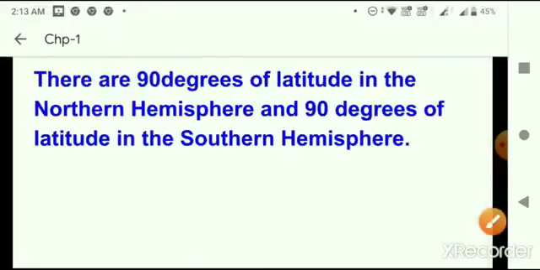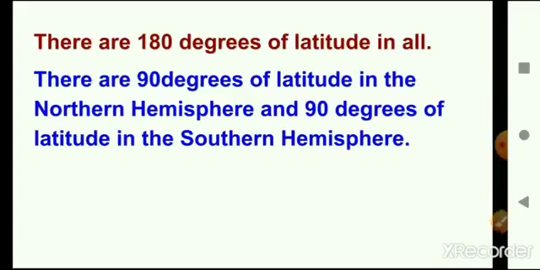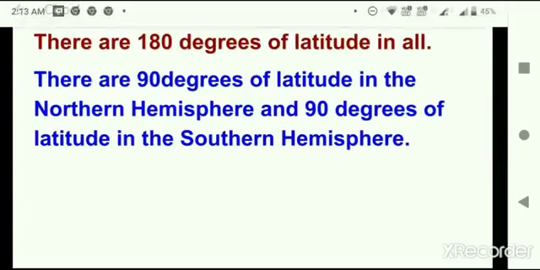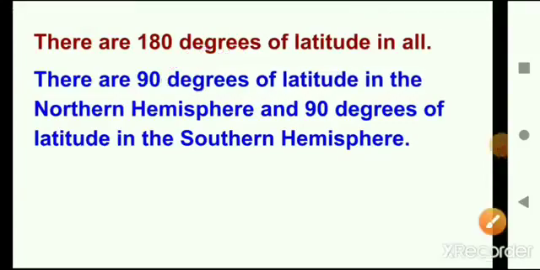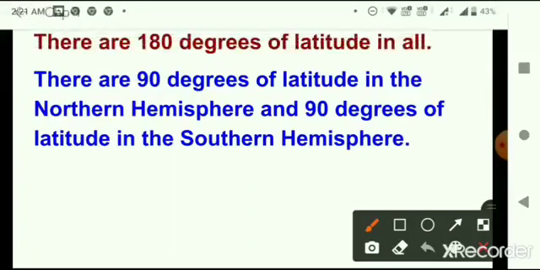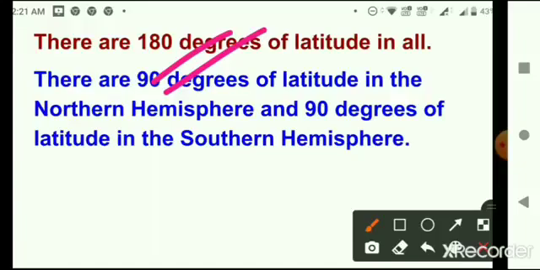Children, there are 180 degrees of latitude in all. So total how many latitudes are there? Yes, a total of 180 degrees of latitude, wherein there are 90 degrees of latitude in the northern hemisphere and 90 degrees of latitude in the southern hemisphere. So overall there are 180 degrees of latitude, divided equally in both hemispheres.